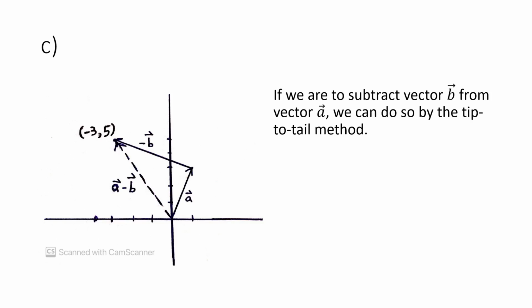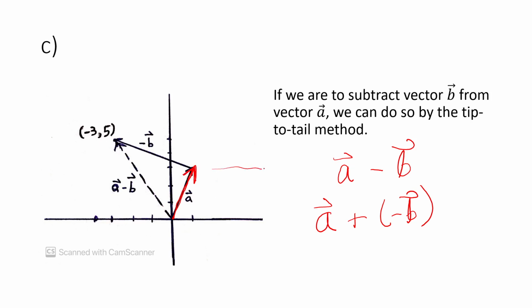Now, what if we're subtracting B from A? That's like asking what is the vector A minus the vector B equal? Well, that's the same as asking what does A plus the vector negative B equal? And so we're just adding the opposite of vector B to the vector A. So in the situation we just had, the vector A is 1 unit to the right, 3 units up. The vector B, if you recall, was 4 units to the right and 2 units down. So the opposite of that will be 4 units to the left and 2 units up. And we'll end up with the resultant vector shown.